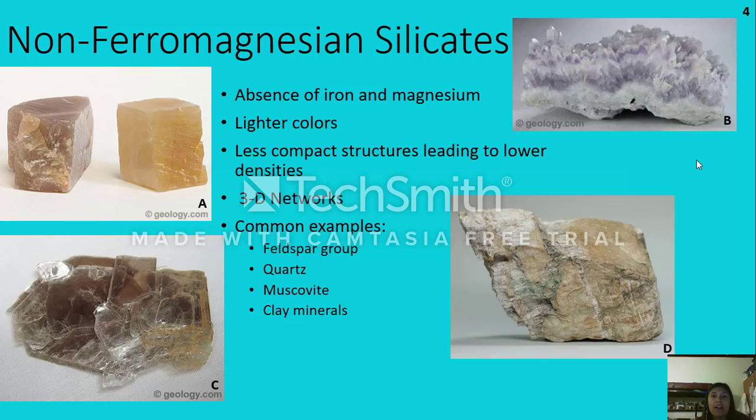Non-ferromagnesium silicates do not have magnesium and iron present in their crystal structure. They tend to be lighter in color than ferromagnesium silicates. They have a less compact structure, making them have lower densities. Their densities usually range from 2.6 to 2.9 grams per centimeter cubed. Their average density is 2.7 grams per centimeter cubed, which is 0.2 less than the ferromagnesium silicates average.